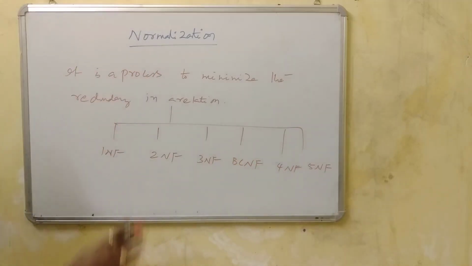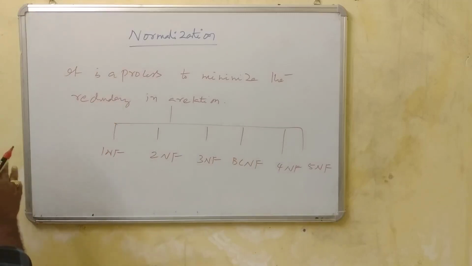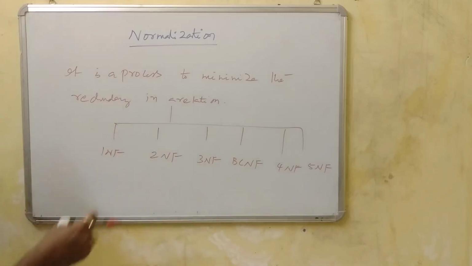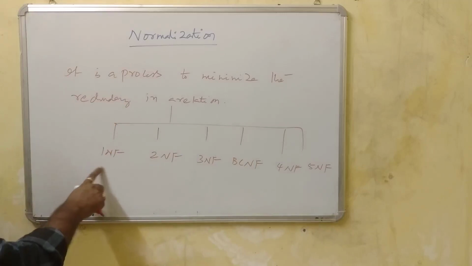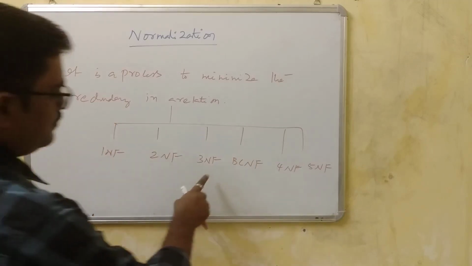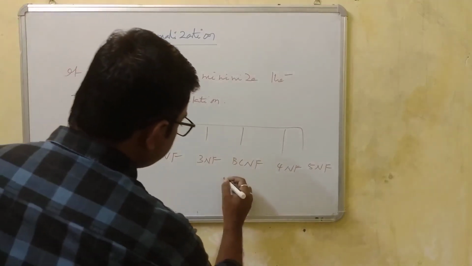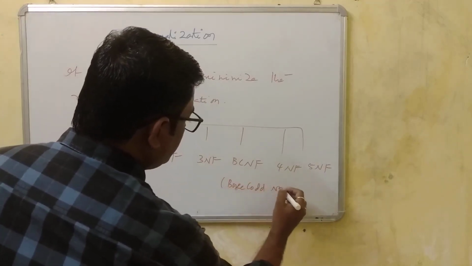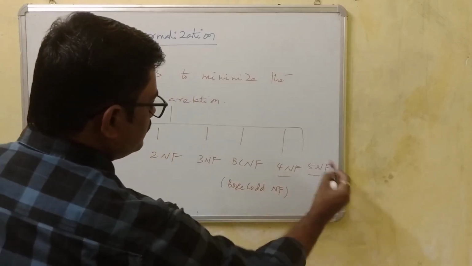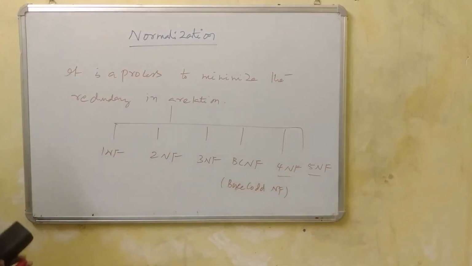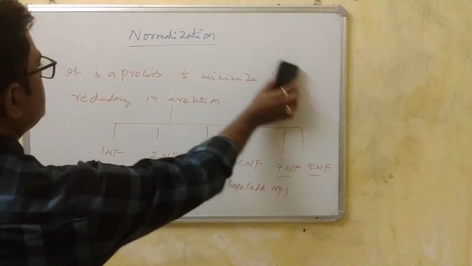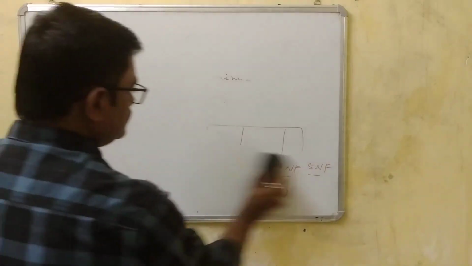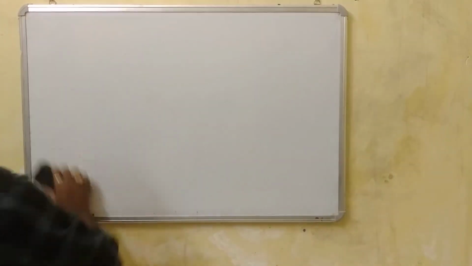So normalization reduces redundancy using these types of normal forms. First normal form, second normal form, third normal form, BCNF, that is Boyce-Codd normal form, fourth normal form, and fifth normal form. We shall see them one by one, how the normalization will be done and how the redundancy will be reduced. So let us focus on first normal form.